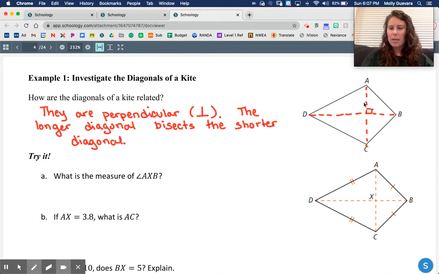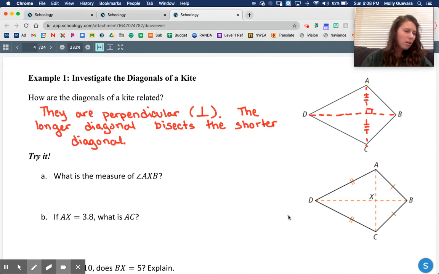So that tells me this length is the same as this length. Okay. Then when we look here at the try it, it says, what is the measure of angle AXB? So you're going to figure out the measure of this angle, A to X to B. Then it says if AX is 3.8, what is AC? You're going to see if you can do that.